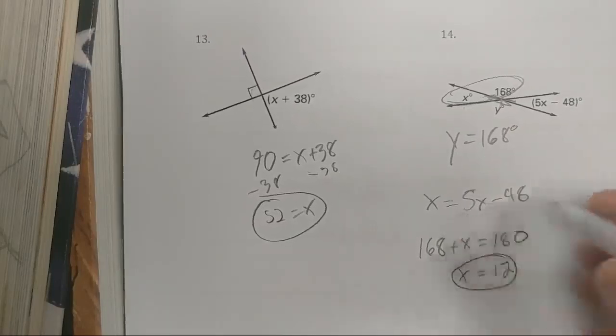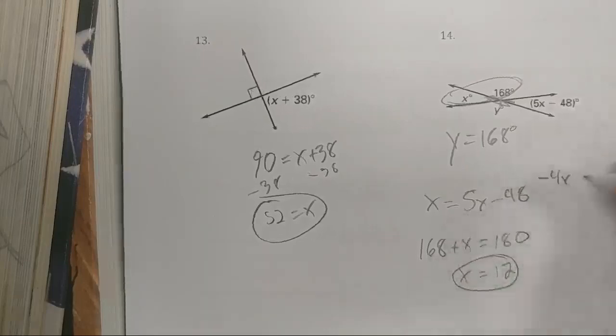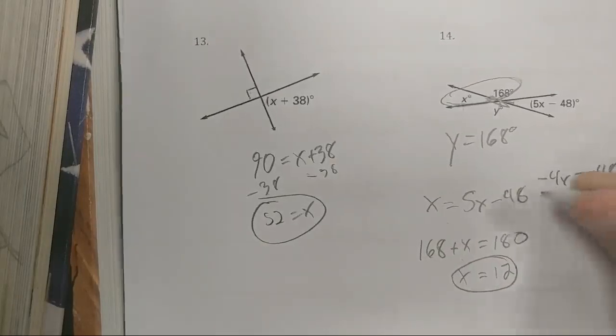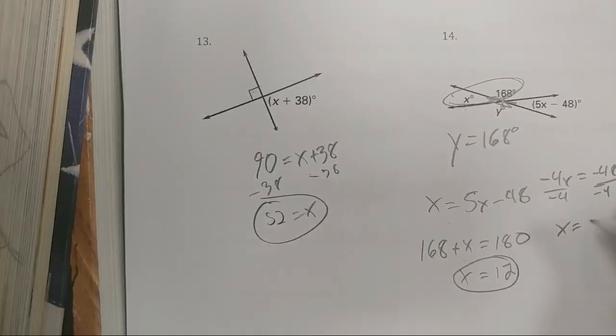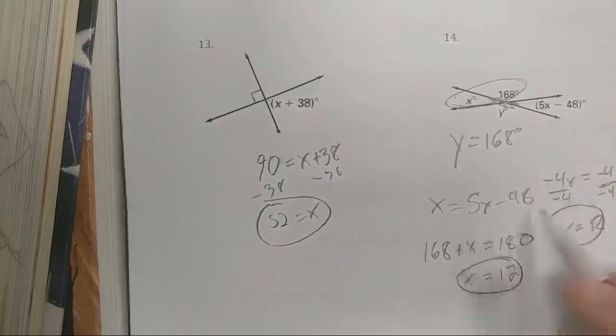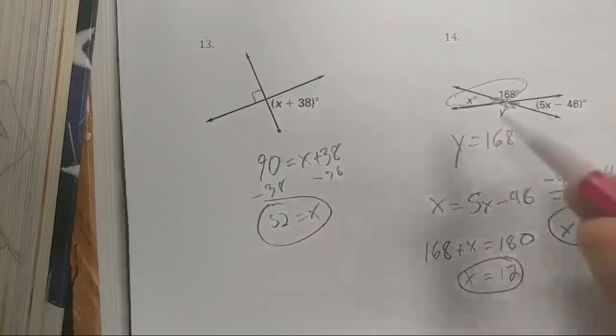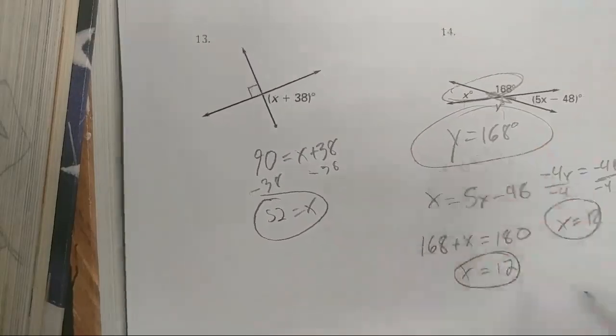Over here, I would subtract 5x on both sides, so negative 4x equals negative 48, divided by negative 4, divided by negative 4. So that would be x equals 12. So two ways to get the same answer. Here, y equals 168. That's the easiest way to get that one for sure.